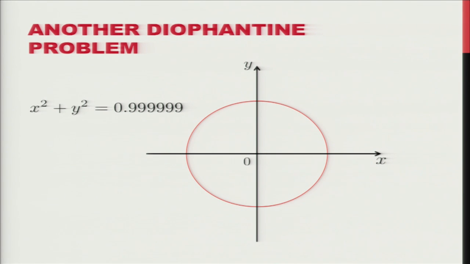Okay, let me vary this problem now slightly. Let me shrink the circle by a tiny amount, and let's look at solutions to x squared plus y squared equals 0.999999. Now what do we do? Well, you can start looking for solutions. You can try x and y with small denominators. Nothing will seem to work.